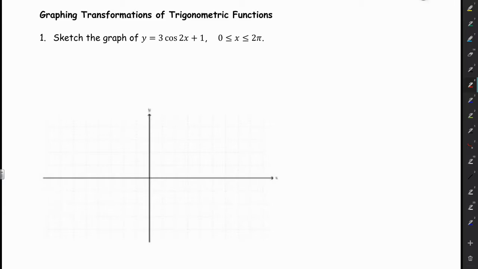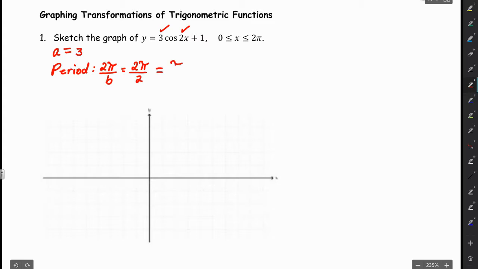It says sketch the graph. We're looking to sketch the graph between 0 and 2 pi. Right, so we want to identify all the important values. We want to know what's the amplitude, what's the period, is there a phase shift, and is there a vertical translation. So right off the bat, we can see that the value of A is equal to 3, our amplitude is equal to 3, our period is going to be 2 pi over B, so the period is 2 pi over 2. So our period ends at pi, very important to know that.